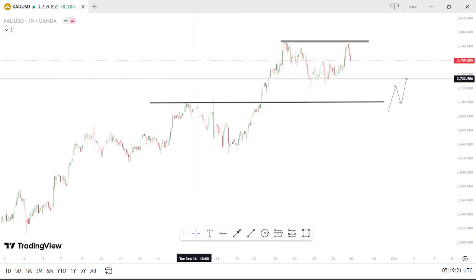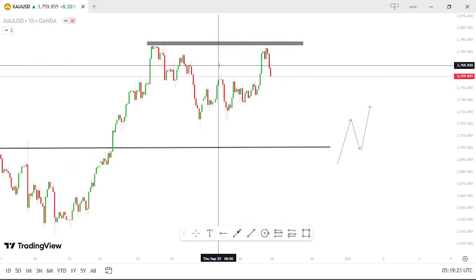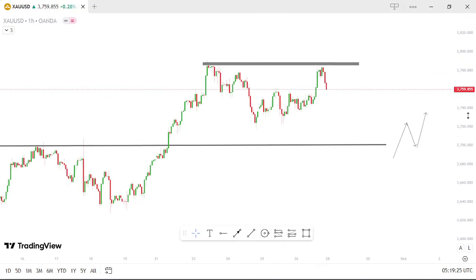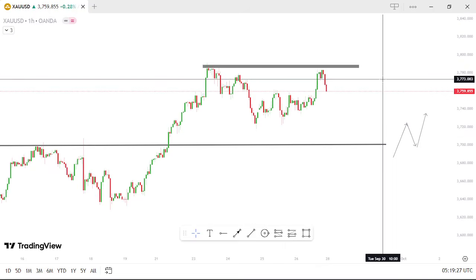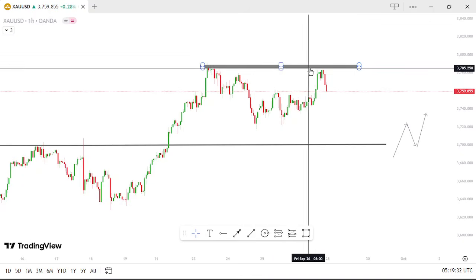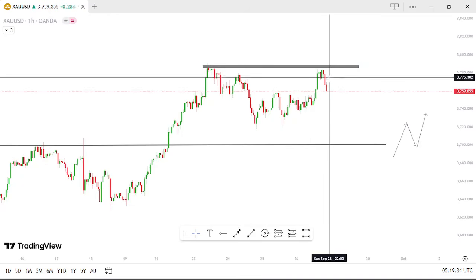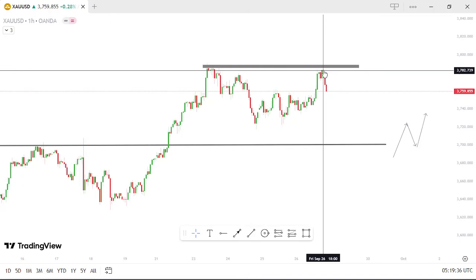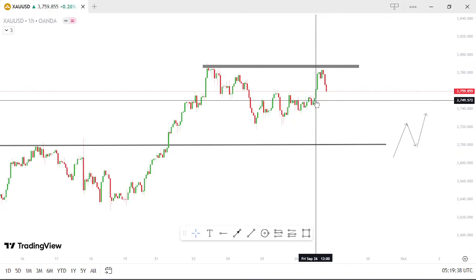So with that being said, where this buy on gold becomes so good or so valid is when price gets above here. Anything under these levels, sales can play, right?